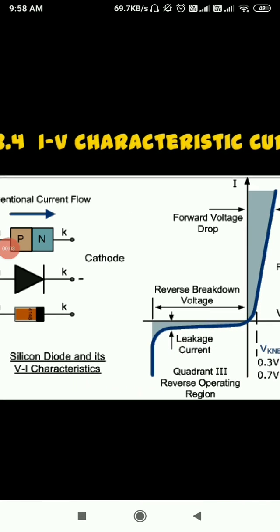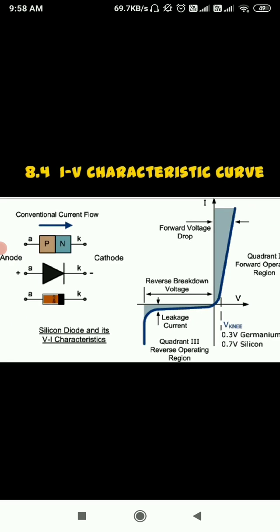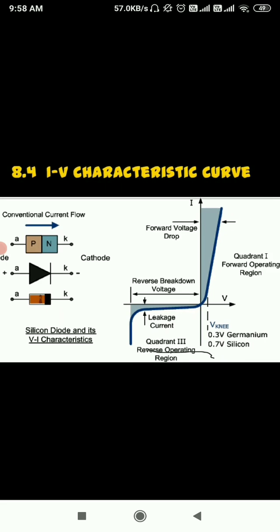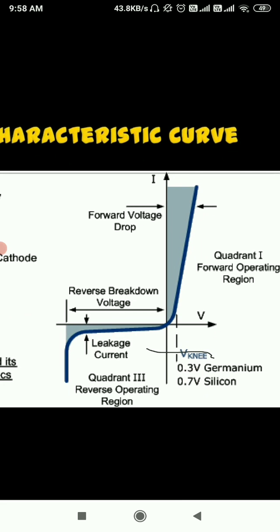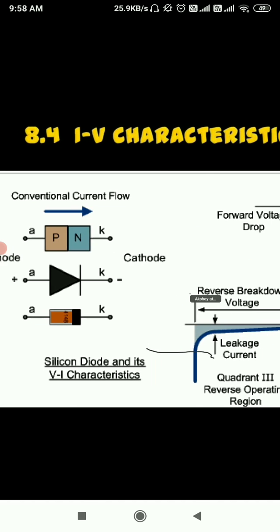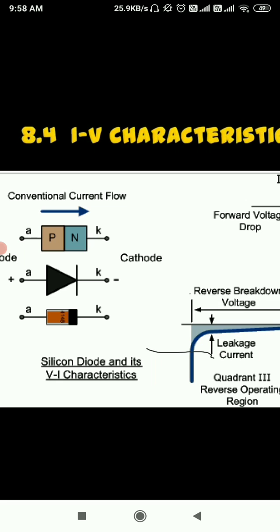So when we are giving forward biasing to the PN junction diode, at the start very little or no current will flow with respect to voltage. But the forward voltage drop, the voltage I have given on the x-axis, is what we are providing to the diode. When we give an external power supply to the diode, we call it biasing.